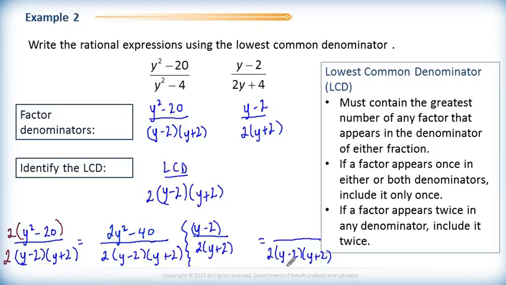The second one is missing the y minus 2 for the LCD, so we multiply the top and the bottom by y minus 2, and we wind up with y squared minus 4y plus 4 in the numerator. It's usually more useful to leave the denominator factored out.